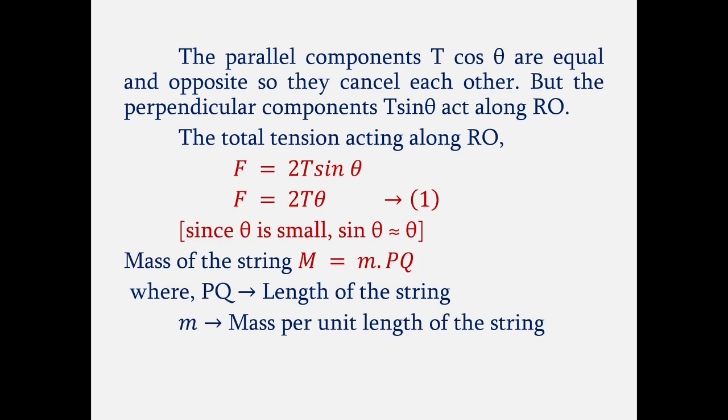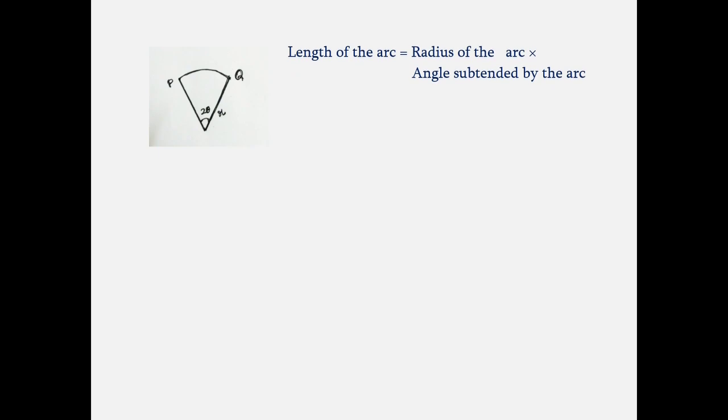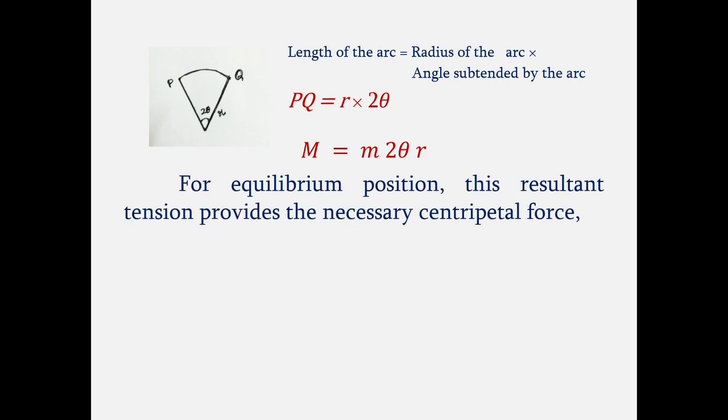For this, let us consider this arc. PQ makes an angle 2 theta, and R is the radius of the arc. We have the formula for the length of the arc, which is given by the radius of the arc times the angle subtended by the arc. So the length of the arc is PQ, the radius of the arc is R, and the angle subtended by the arc is 2 theta. So capital M, that is the mass of the string, can be given by small m into 2 theta into R.